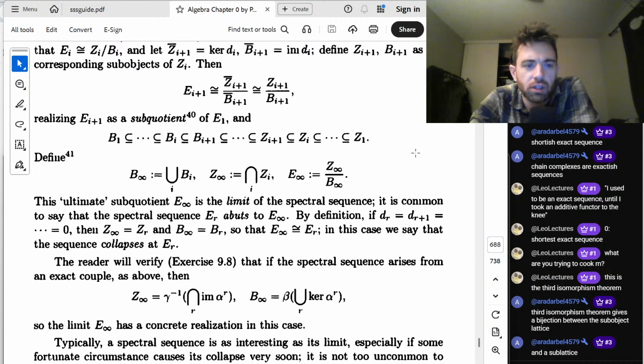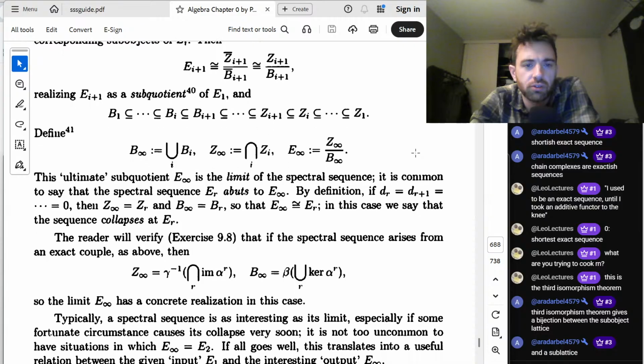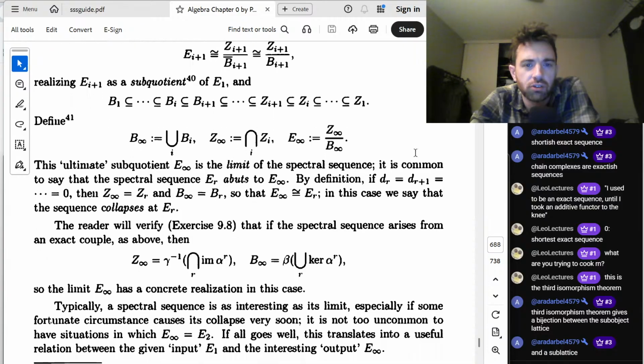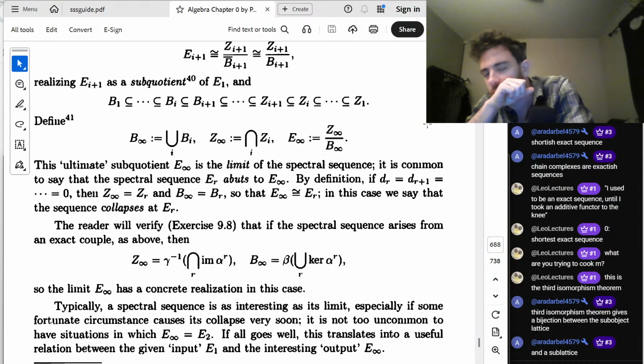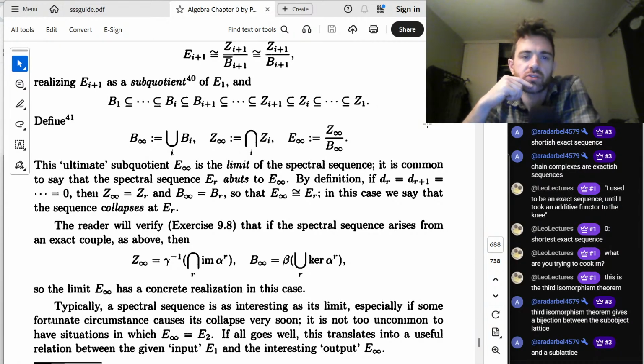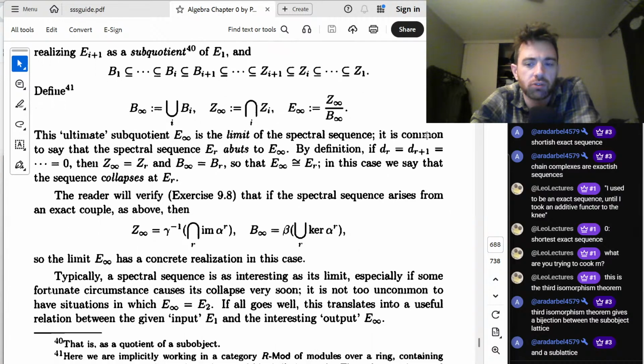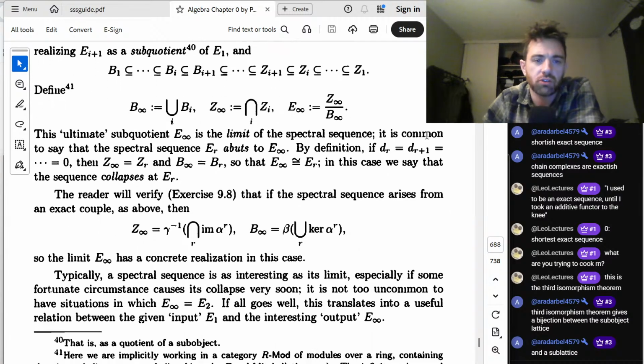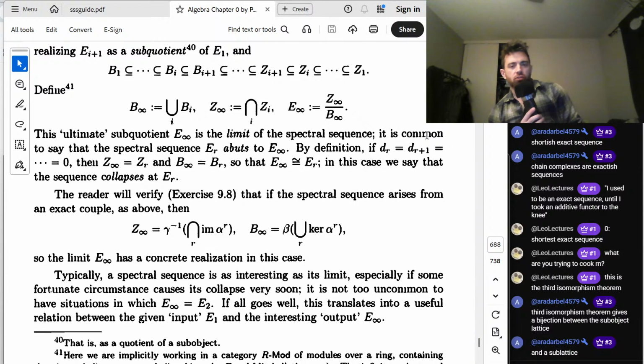Then we get these chains. B infinity is the union. Z infinity is the intersection. Is that union really in the intersection? Yeah, I guess all the B's are in all the Z's, so sure. This is the limit of the spectral sequence. It is common to say that the spectral sequence abuts to E infinity.